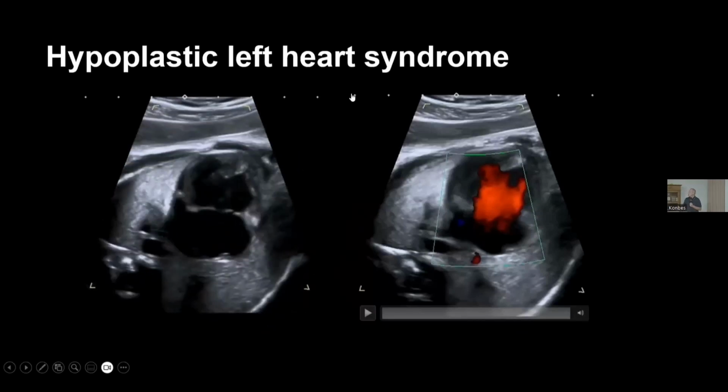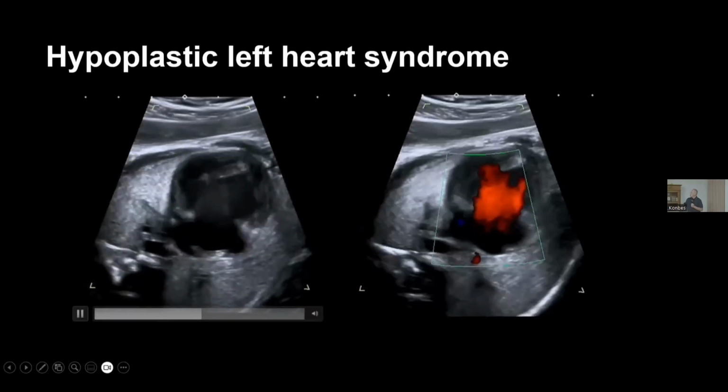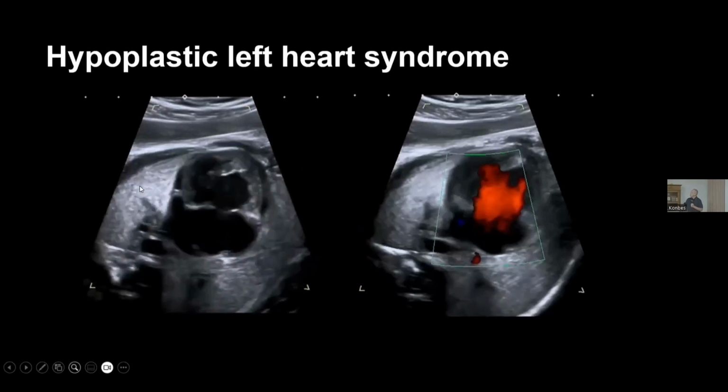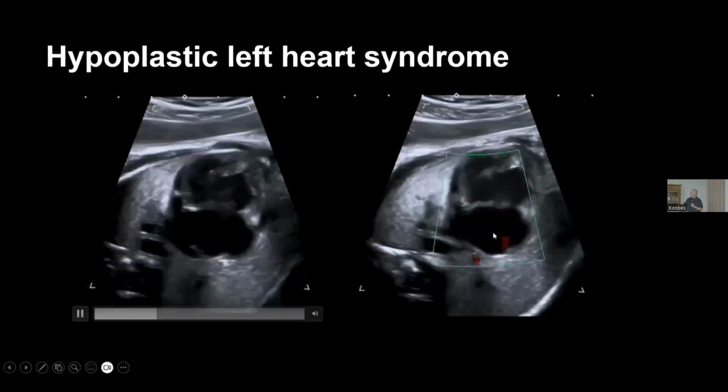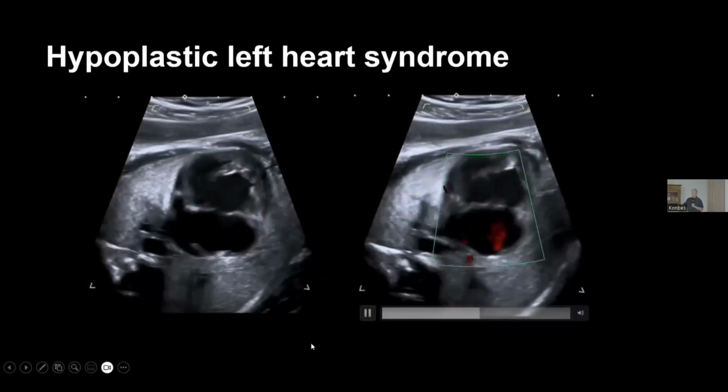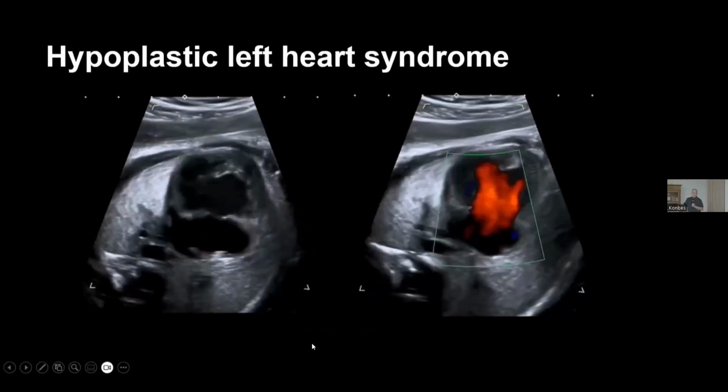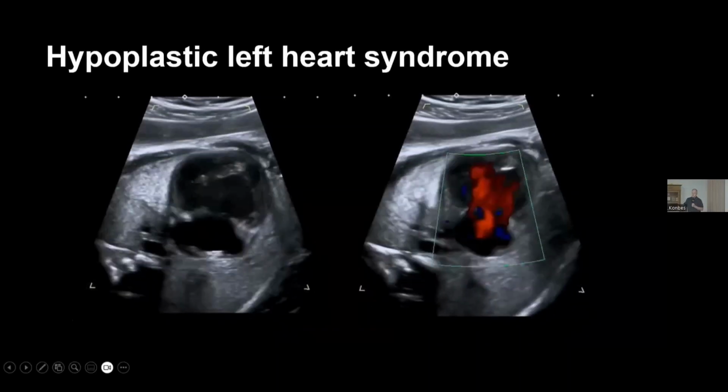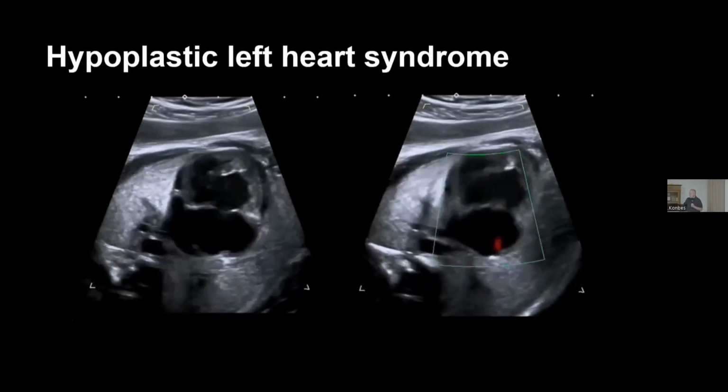We can see very clearly and easily the hypoplastic left heart syndrome. It's on the left side, a small ventricle on the left side, but it was not filled with color. So it's easy to detect with the color.